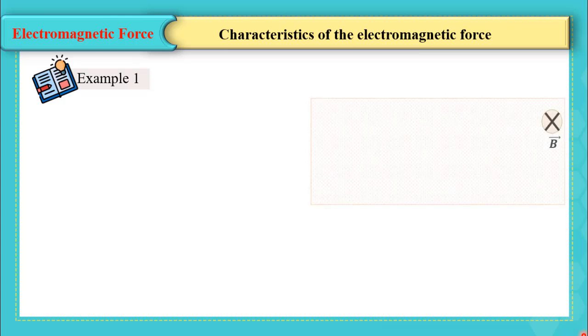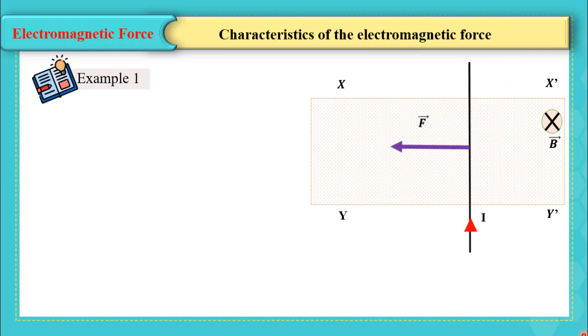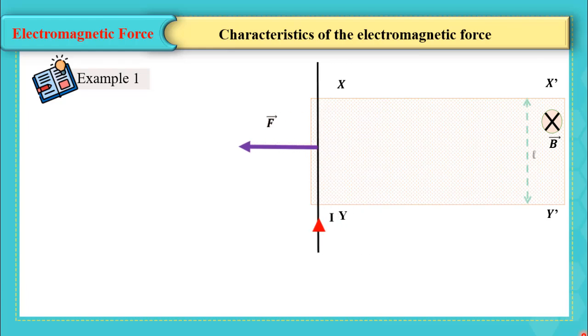Consider a conducting light rod MN of length L carries current I directed from N to M as in the figure. The rod may slide without friction along two conducting rails XX' and YY'. The region between the rails is within a uniform magnetic field directed inward to the plane of the figure. The rod will move to the left, then the characteristics of the force are.